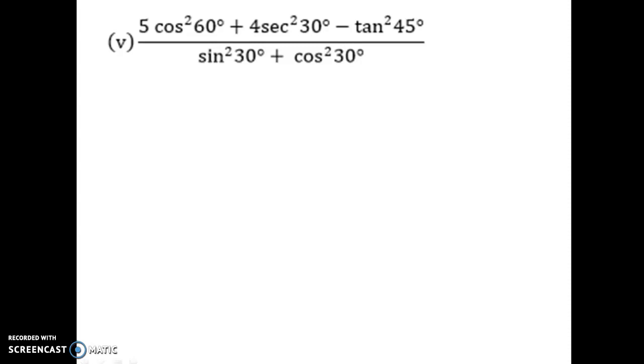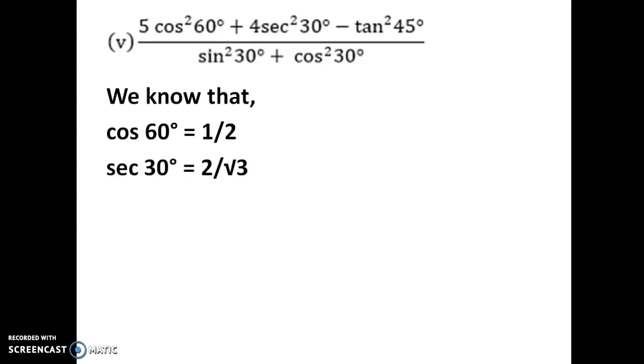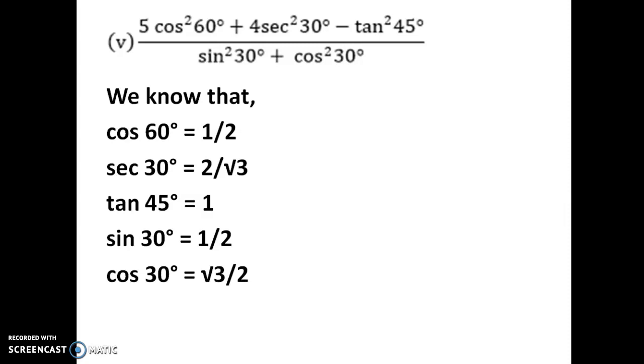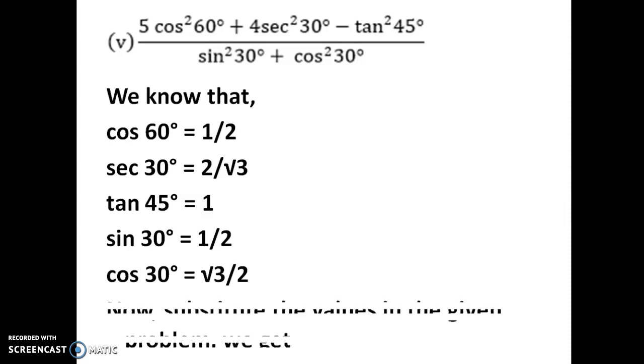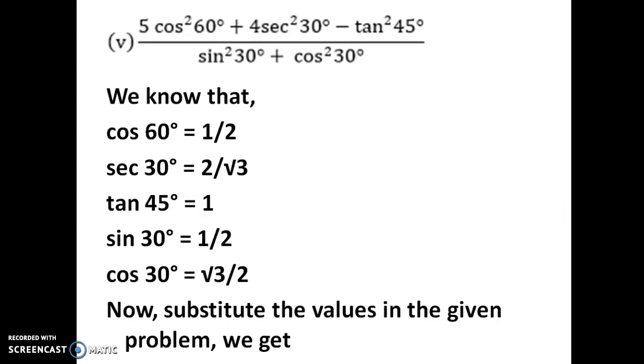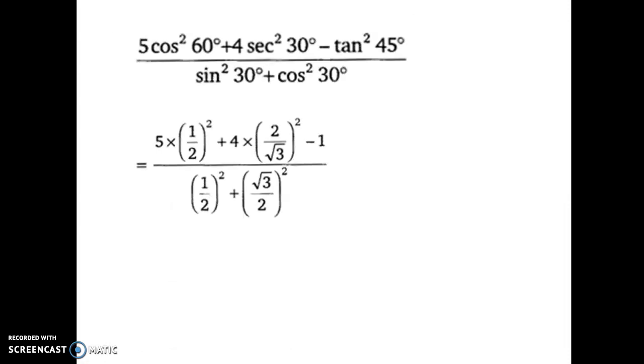First problem, fifth subdivision: 5 cos square 60 plus 4 secant square 30 minus tan square 45, divided by sin square 30 plus cos square 30. So we should know the values of these trigonometric ratios. Cos 60 is 1 by 2, secant 30 is 2 by root 3. So all these we know, and we have to substitute all these values in the given problem. After substituting, I'll get like this.